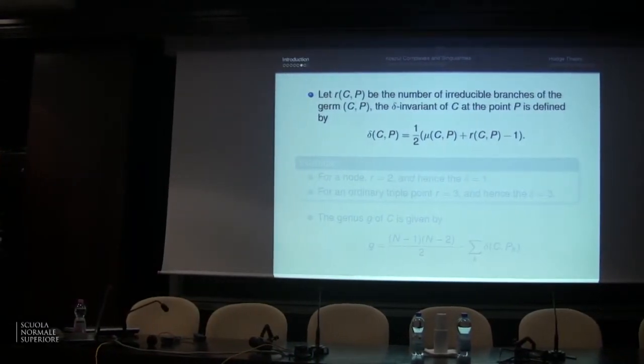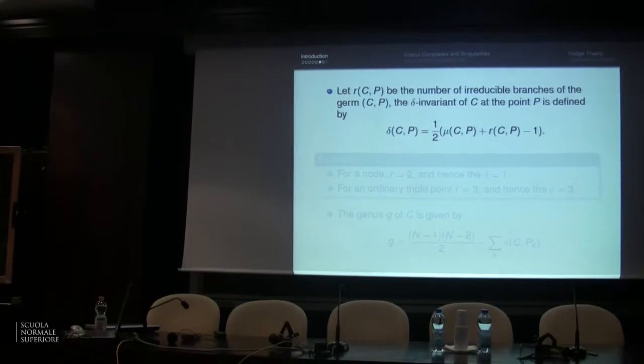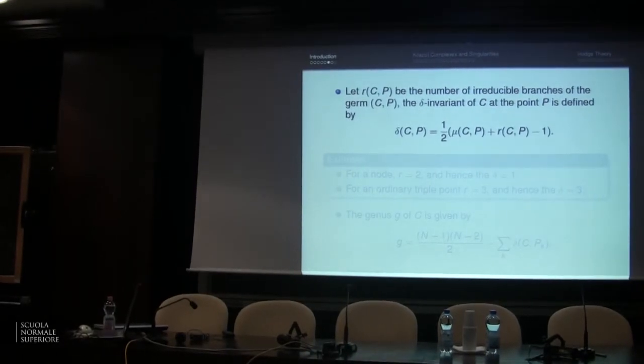Now I will introduce other invariants. Consider the r, which is the number of irreducible branches around the singularity. So if we go back to the node, we find that we have two irreducible branches for the triple point. We have three irreducible branches for the cusp. We have only one. And we are interested in the delta invariant of C, which is another invariant of curves. It's given by this formula, half of mu plus r minus 1. This formula is called the Milnor-Jung formula.